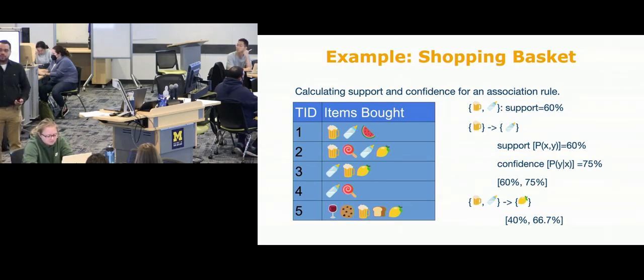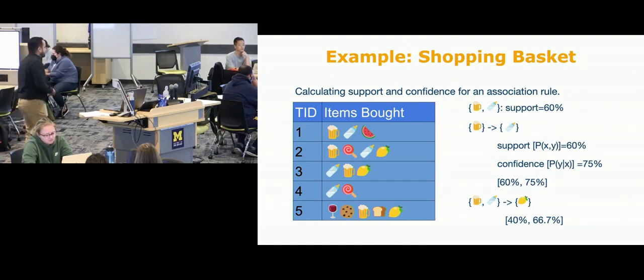Now, what about the association rule, beer is associated with milk? What's the support? The support is the joint probability, P of x comma y, which is 60%, which is just the simple support, since it's in 3 out of 5 shopping baskets. So now what's the confidence? The confidence is 75%. Can anyone explain how we got that 75% number?